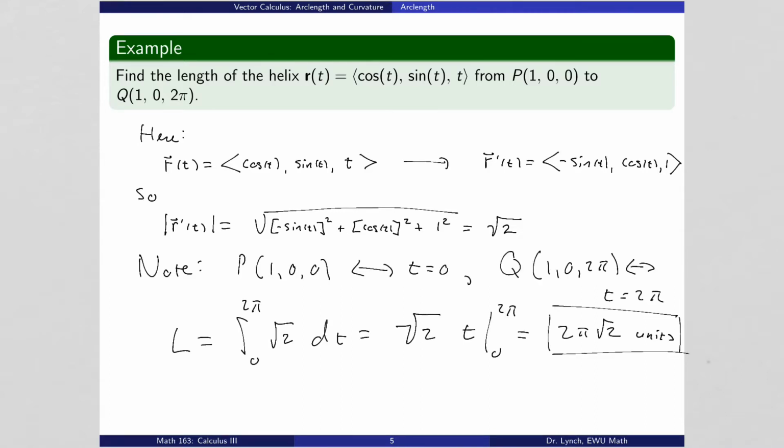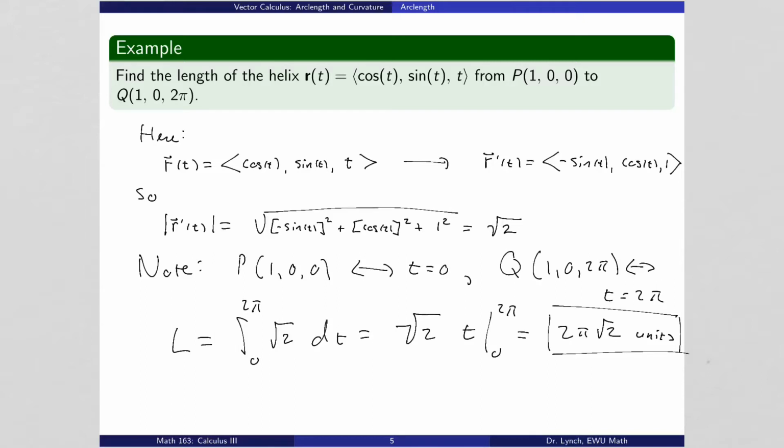I'll point out that the point P at (1, 0, 0) corresponds to t equals 0. The point Q at (1, 0, 2 pi) corresponds to t equals 2 pi. And the integral from 0 to 2 pi of the square root of 2 turns out to just be 2 pi square root of 2.